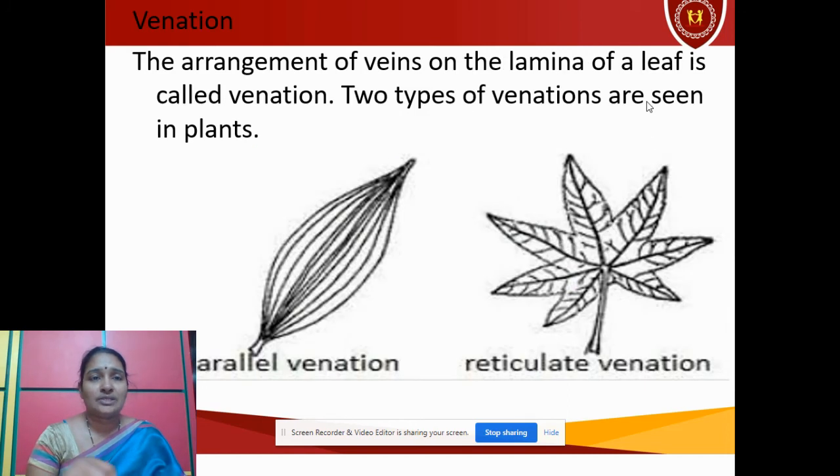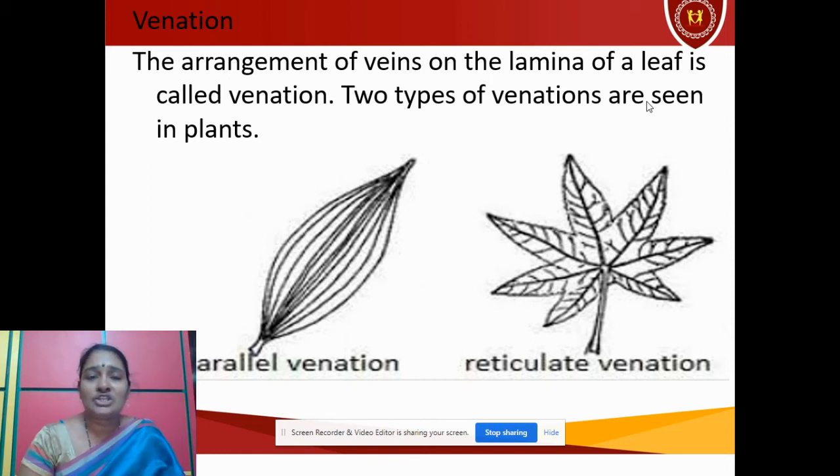Next, based on the arrangement of veins in leaves, it is called venation. What do you mean by venation? The arrangement of veins on the lamina of a leaf is called venation. So there are two types of venation. They are parallel venation and reticulate venation.